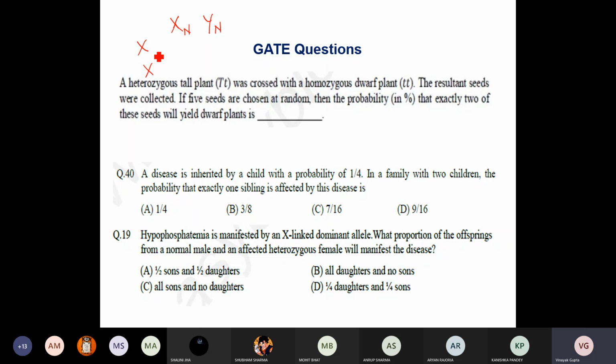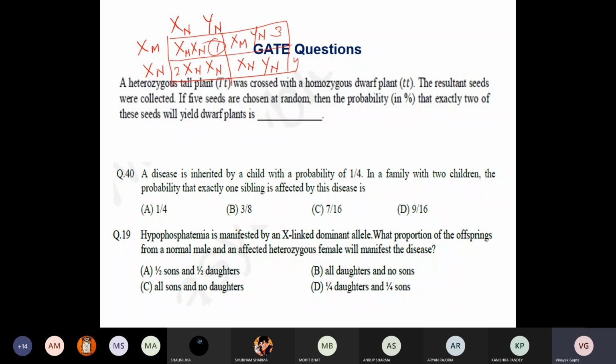Affected heterozygous female means there is a mutation on one chromosome and the second one is normal. That is the meaning of heterozygous. So now if you do the Punnett square, here it should be XM XN, here XN XN, here it is going to be XM YN, and here XN YN. So these are the possible genotypes of the offspring. Now, if you see here, this is the first one, this is the second, this is the third one, and this is the fourth one.